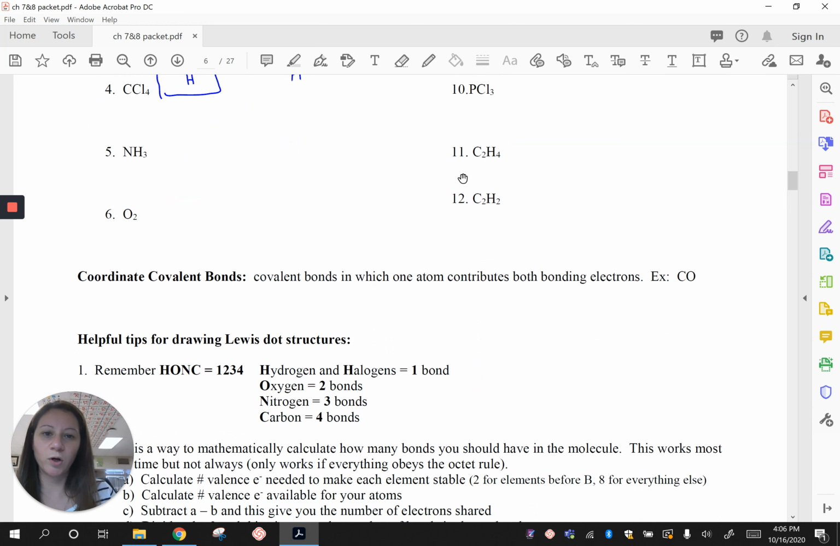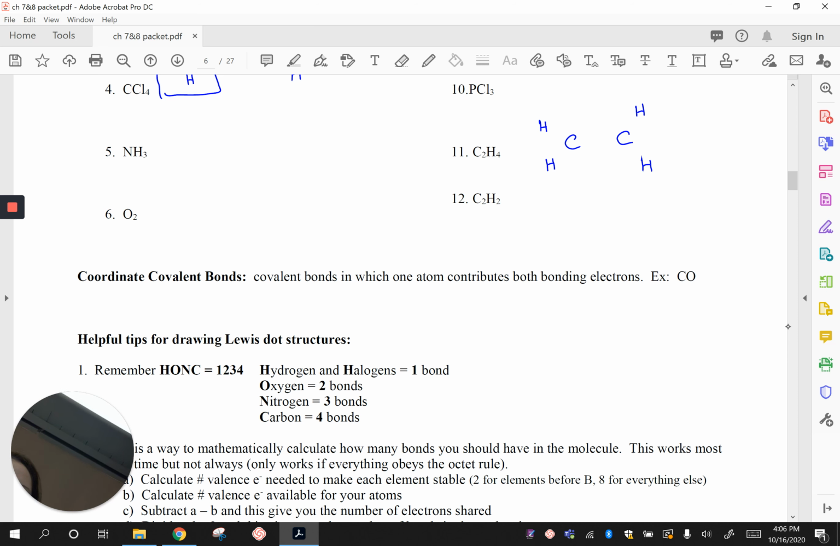Let's do one more. Let's do number 11 together. C2H4, so it looks like we have 2 carbons and 4 hydrogens. Now, based on this HONC, I know that carbon takes 4 bonds and hydrogen only takes 1 bond, right? So that helps me realize that if I have carbons and hydrogens, the carbons are probably in the middle and the hydrogens are on the outside, because hydrogens and halogens can only form 1 bond, which means they have to be on the outside. So I'm going to put the carbons next to each other, and next to each of the carbons I'll put 2 hydrogens so that I have a total of 4 hydrogens and 2 carbons.